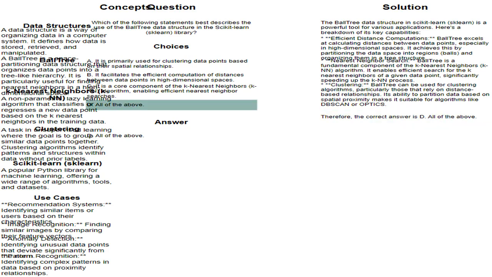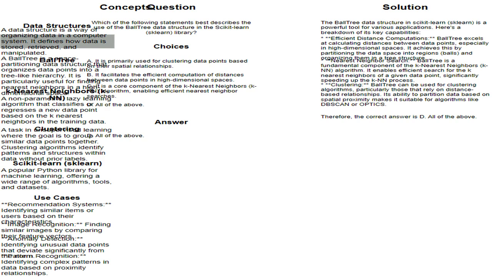A data structure is a way of organizing data in a computer system. It defines how data is stored, retrieved, and manipulated. Arrays for storing lists of elements. Hash tables for efficient lookups. Trees for hierarchical data representation. Graphs for representing interconnected entities.